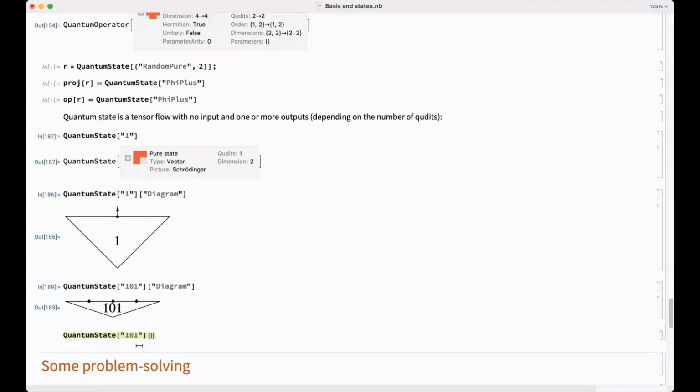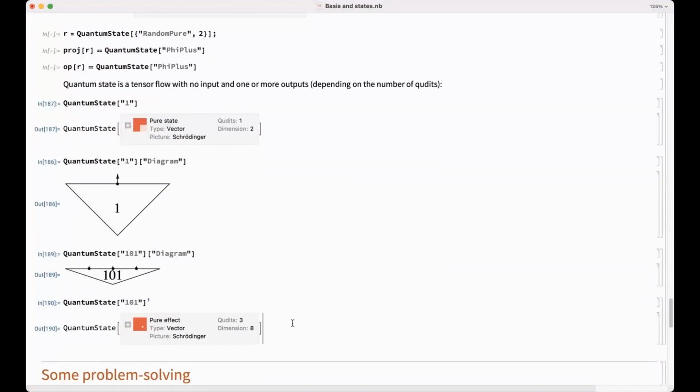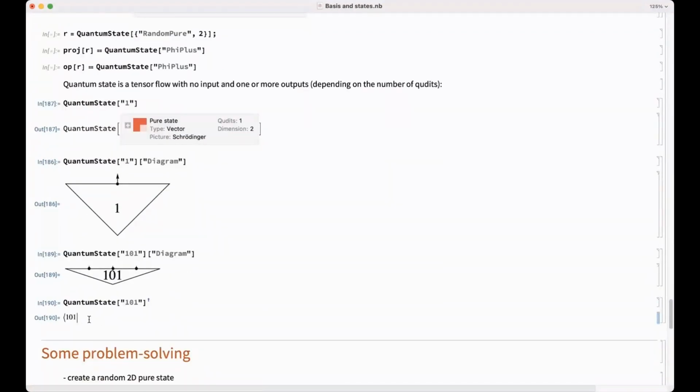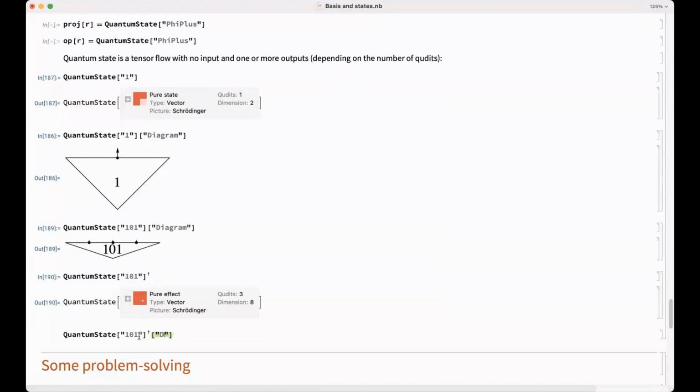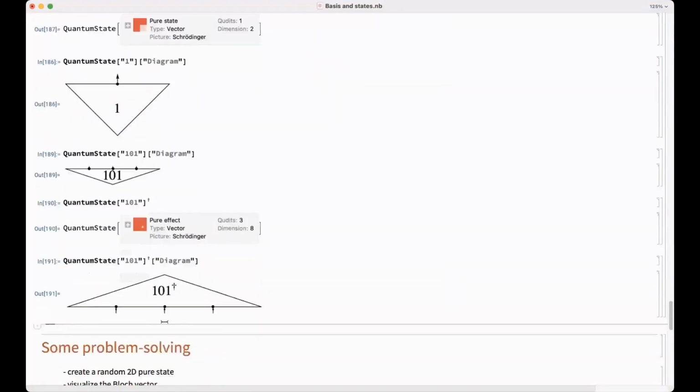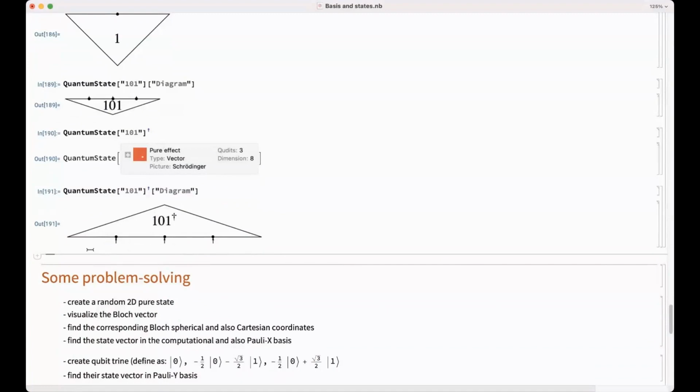Also, if you take a dagger of your state like this, now you can turn your state into a bra, and technically it is called an effect. It's another thing, right? And its diagram means you turn your diagram around. Now your outputs become inputs. So if you have a diagram that only contains inputs, you technically call it an effect like this, and your underlying diagram looks like this.